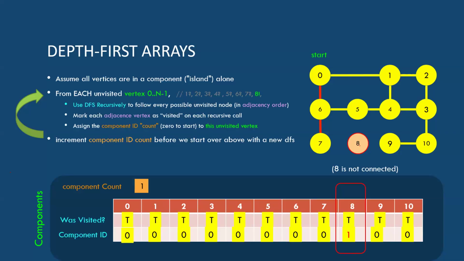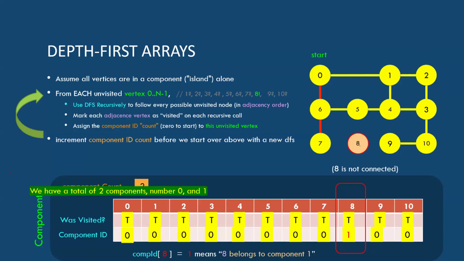And now we can answer connectivity questions in constant time. Who's connected to whom, or are they connected? No path information, it's just connectivity. But sometimes that's a really simple and important answer. So we have 2 islands in total: island 0 and island 1. And comp of 8 equals 1 means 8 belongs to component 1.